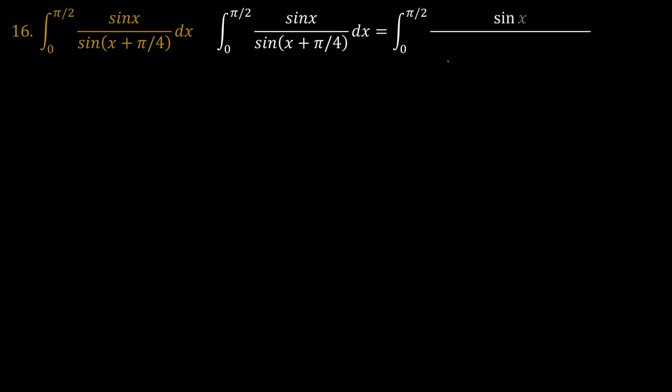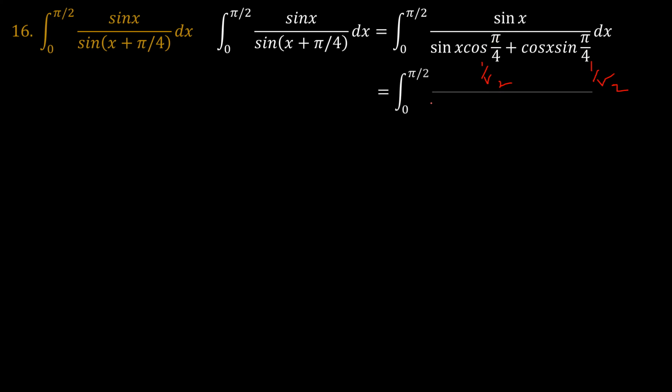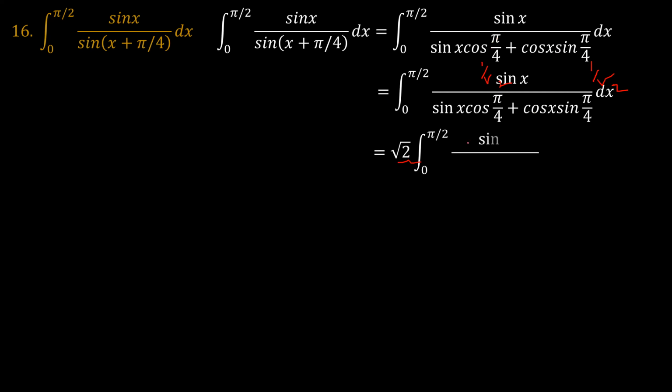Problem 16 is the integral from x equals 0 to pi over 2 of sine x over sine of (x plus pi over 4). What I'll do is expand sine of (x plus pi over 4) into sine x cosine pi over 4 plus cosine x sine pi over 4. This is 1 over root 2, and this is 1 over root 2. Okay, pull it out, it becomes the square root of 2 times whatever is here. And so we have square root of 2 times the integral from x equals 0 to pi over 2 of sine x over sine x plus cosine x.